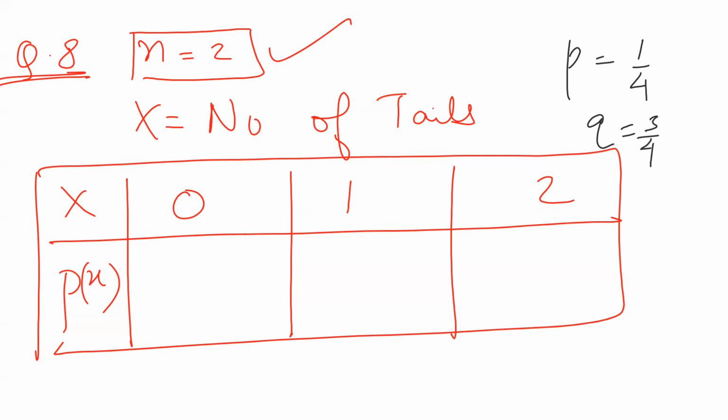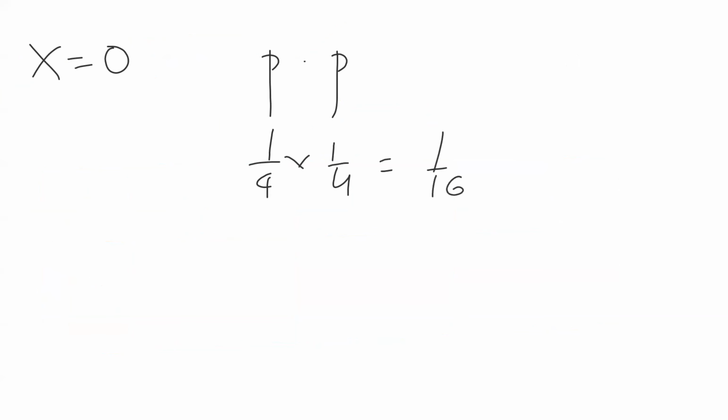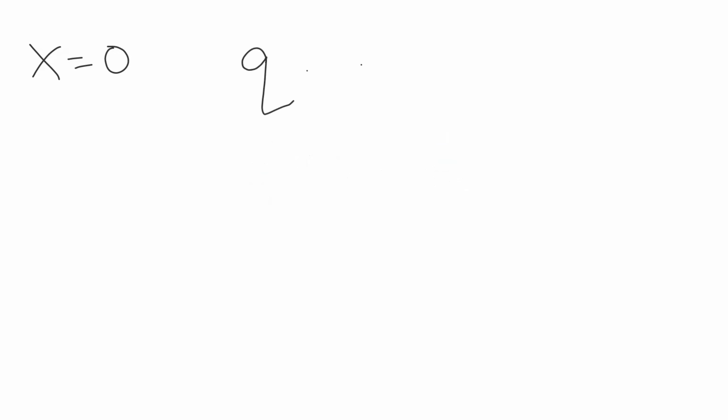Out of the two tosses, 0 times we get a tail. That probability we are supposed to calculate. So it will be P into P, because P represents tail. So it will be 1 by 4 into 1 by 4, that is 1 by 16. Sorry, 0 number of times we should get a tail, so I did it wrong. 0 tails indicates both the times we'll get heads. So that will be Q and Q. Excuse me for that.